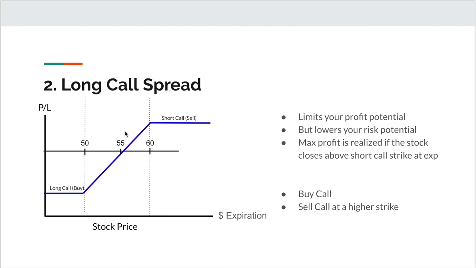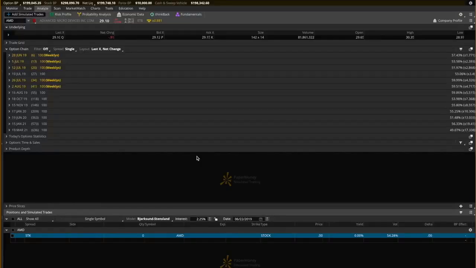Thinkorswim just happens to be my favorite when I'm playing any type of option strategies, and you will see why in just a moment. So what I have pulled up in front of you is a simulated trading account that's based out of TD Ameritrade's Thinkorswim platform.